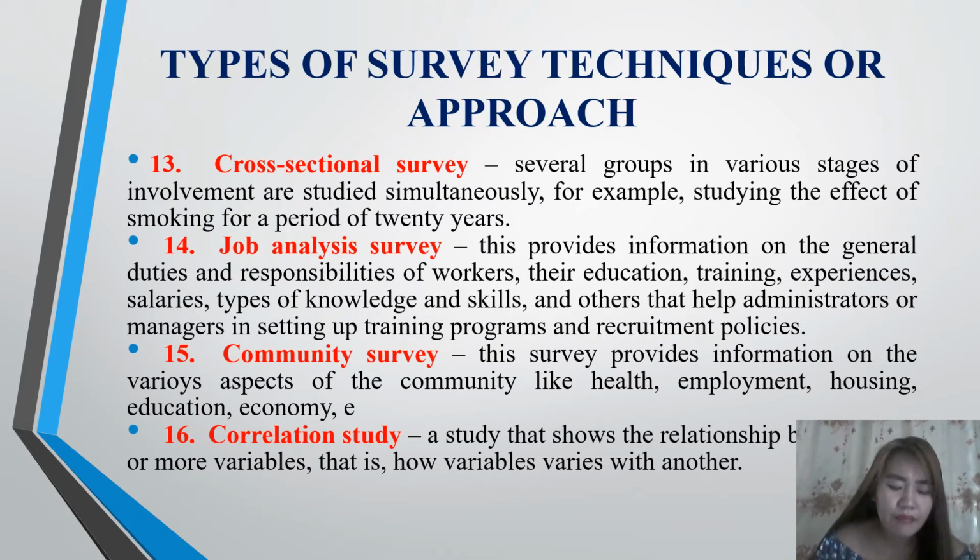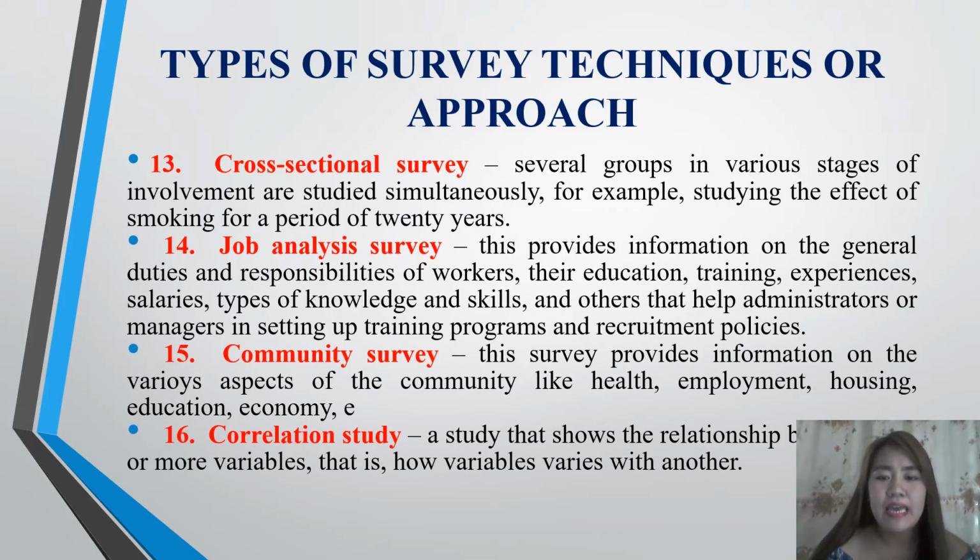Next, 13, we have cross-sectional survey. Several groups in various stages of involvement are studied simultaneously. So, at the same time. For example, studying the effect of smoking for a period of 20 years. So, you are studying various groups of people. Okay? For example, the effect of smoking on people who have been smoking for 10 years, and on people who have been smoking for 20 years. Okay? You are doing that simultaneously.